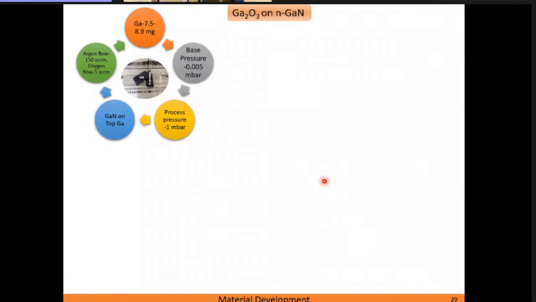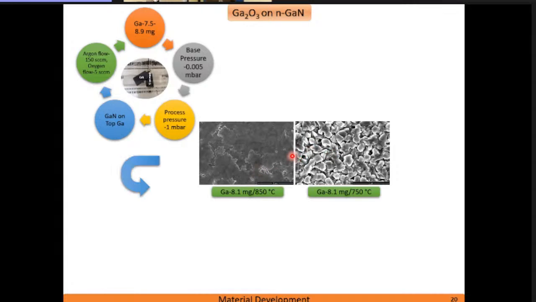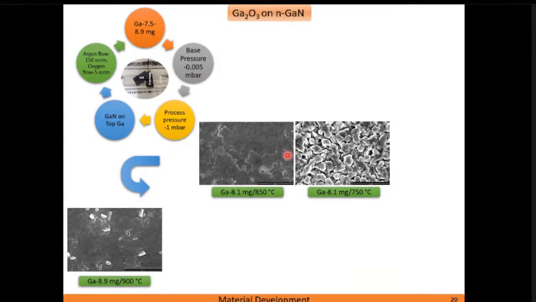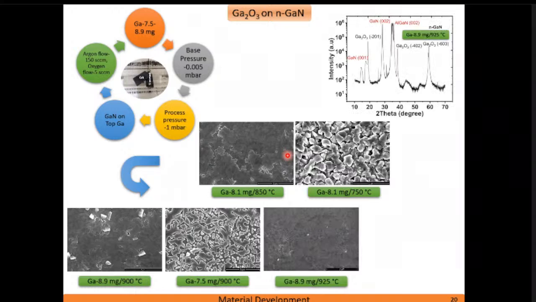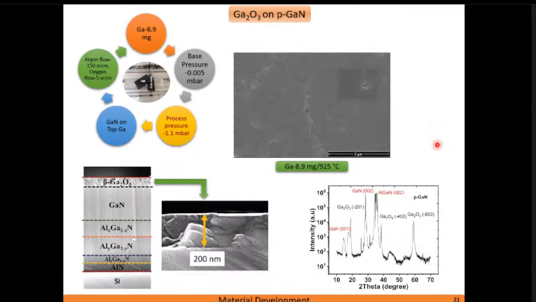Now after depositing on silicon, we also tried to utilize gallium nitride. Gallium nitride is another mature compound semiconductor technology after silicon. Initially we again got nanostructures, but slowly, after optimizing different process parameters, we could get a somewhat thin film. You can see how the surface morphology changes with the different process parameters, that is, the gallium metal considered as well as the temperature. This is the best possible surface we could get, with 8.9 milligram of gallium at 925 degrees centigrade temperature. This is again the confirmation of the crystal quality of this gallium oxide grown on n-type gallium nitride.